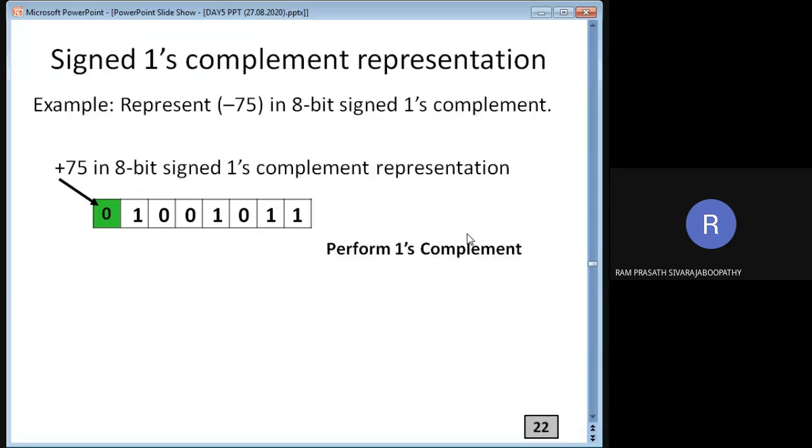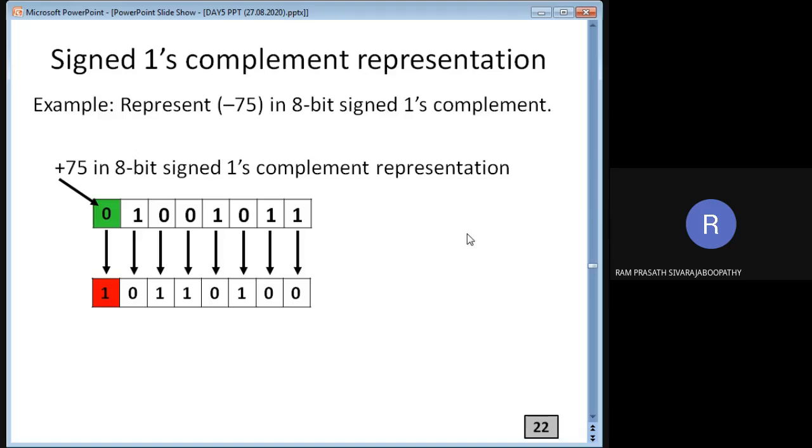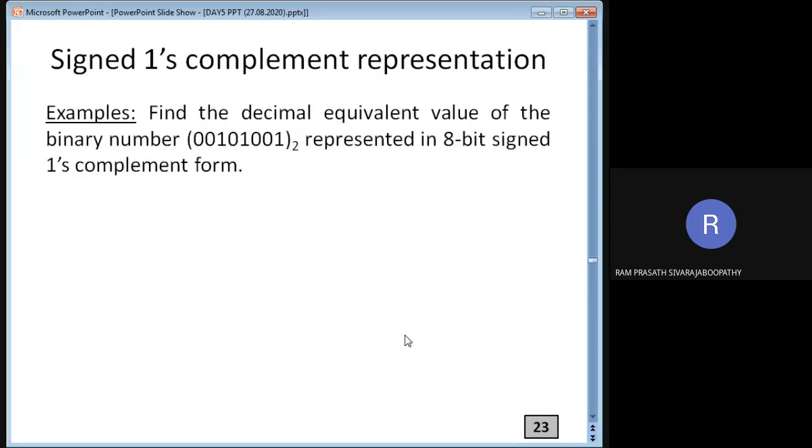Perform ones complement of this value, and we will be getting the answer as 10110100. Is it clear now? Shall we proceed to the next? So this is minus 75 in signed ones complement representation. Now find the decimal equivalent value of the given binary number in 8-bit signed ones complement representation.